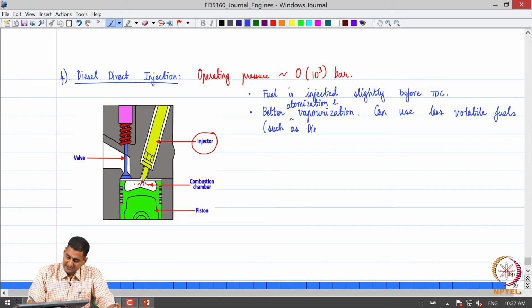Since the temperatures are also going to be high, diesel engines are going to be higher compression ratio engines. So, we can use less volatile fuels like diesel, which can vaporize and still combust due to the high pressures and temperatures that exist in the cylinder. So, we can use less volatile fuels such as diesel due to higher cylinder pressures.